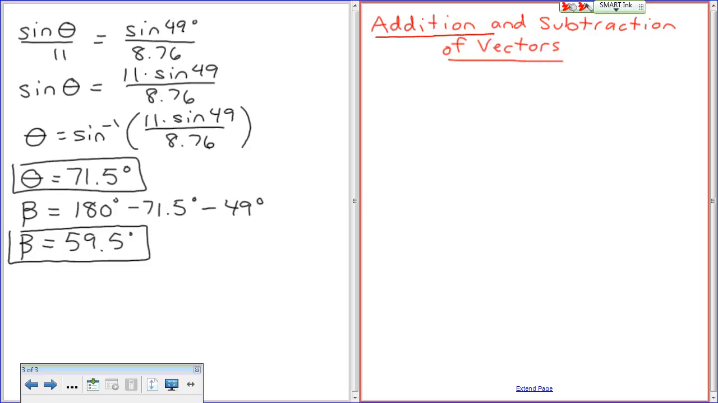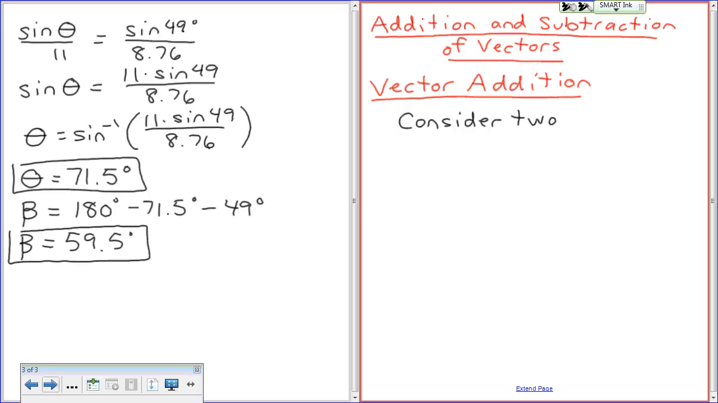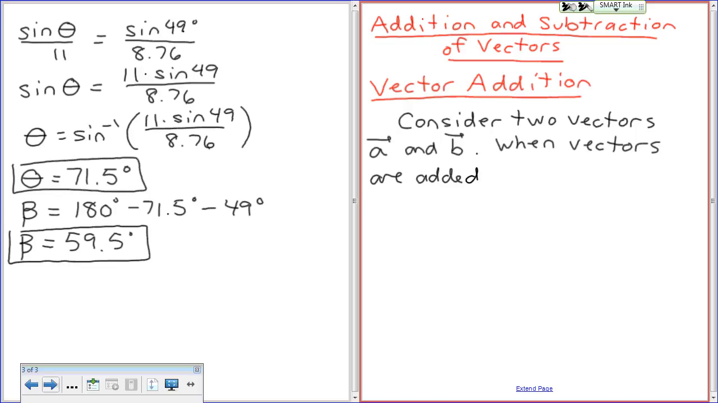Okay, we're going to start with vector addition. We're going to say consider two vectors A and B. When vectors are added, they are added tip to tail. And the resultant is A plus B.